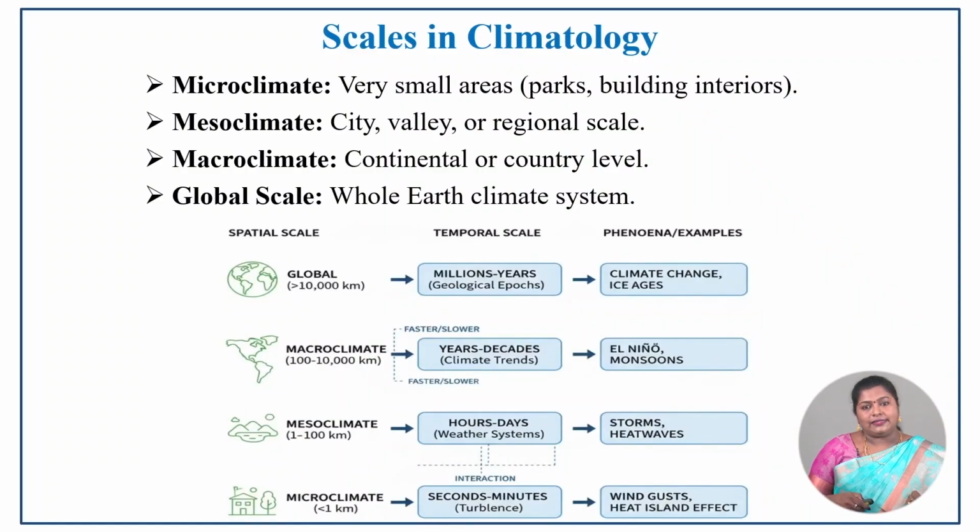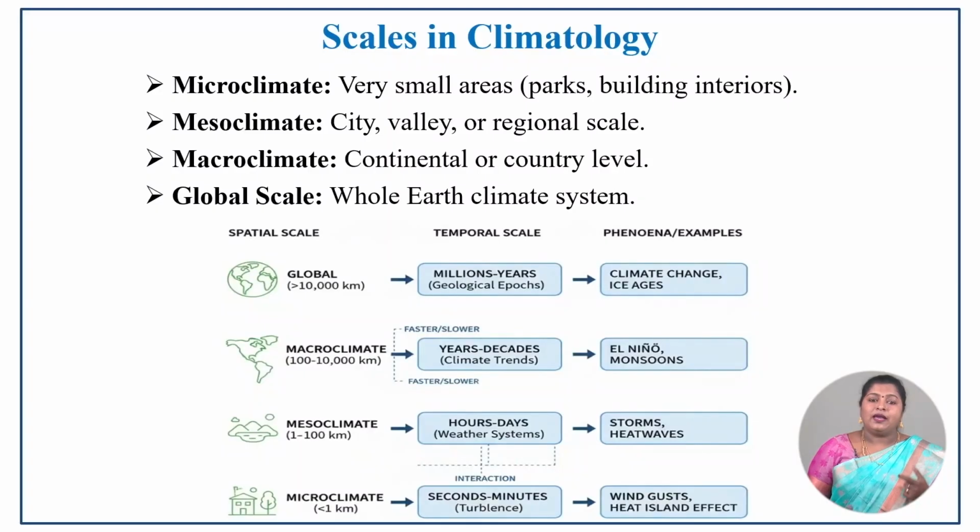The next one is mesoclimate. The mesoclimate areal extent is from 1 kilometer to 100 kilometers. It lasts for hours to days. Examples are weather systems, storms, heat waves. The next one is the macroclimate. The macroclimate region covers 100 kilometers to 10,000 kilometers. And how long does it last? It lasts for years or decades. And examples of this macroclimatic region are El Nino, monsoon, and climate trends.